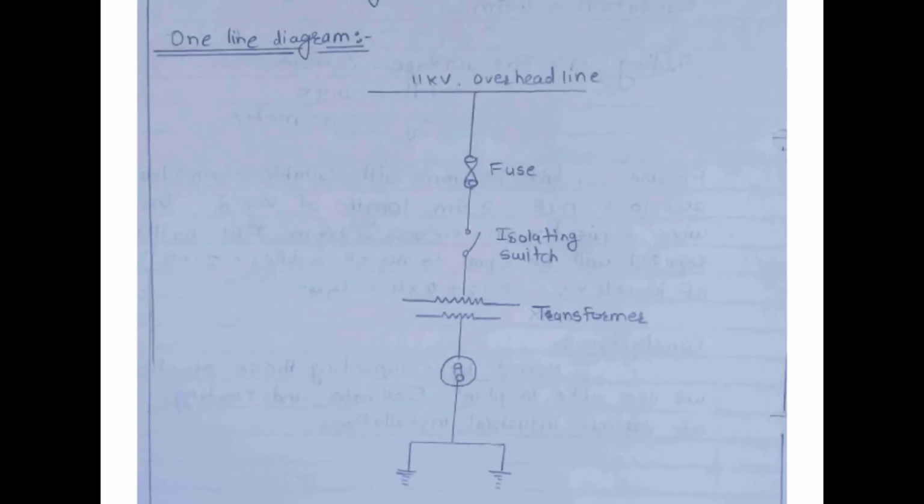To draw the single line diagram of an 11 kilovolt substation. So this is the single line diagram. The 11 kilovolt has one overhead line, then after this a fuse, then the isolating switch, after this the transformer, and then the earthing. So see this diagram.